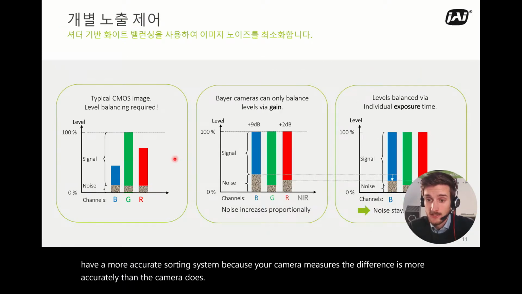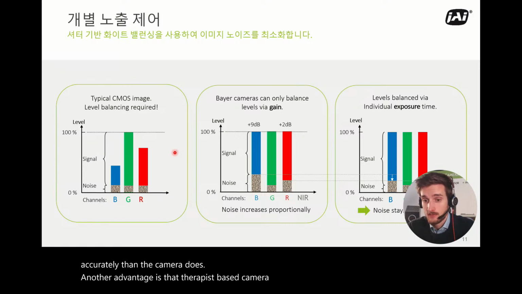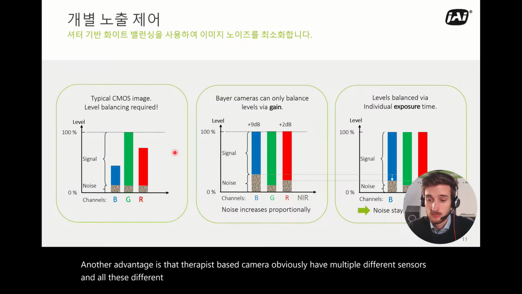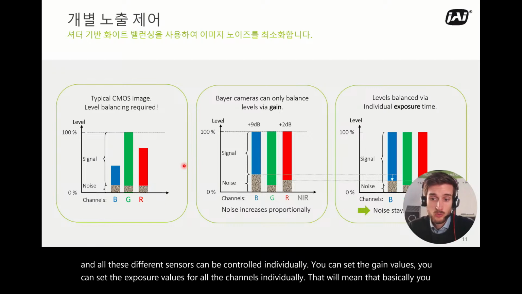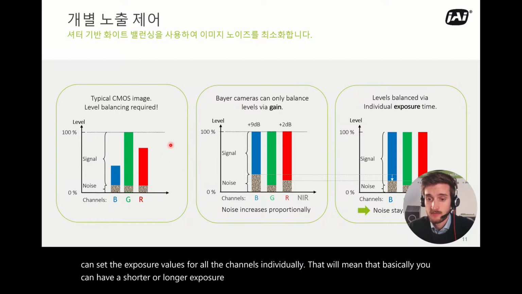Another advantage is that in a prism-based camera, you obviously have multiple different sensors, and all these different sensors can be controlled individually. You can set the gain values, you can set the exposure values for all the channels individually. That will mean that basically you can have a shorter or a longer exposure time only for a specific waveband.